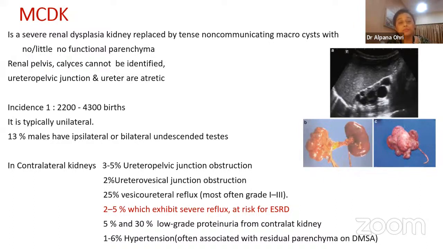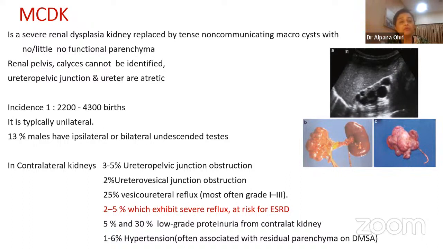MCDK is a severe renal dysplasia where the kidney is replaced by dense, non-communicating macrocysts with little or no functioning parenchyma. Here, I would like to draw the attention of the audience that previously it was believed that there has to be no functional parenchyma, but recent studies have shown that some of them can have up to 15% function. Here, the renal pelvis and calyces cannot be identified, and the UPJ and ureter are atretic.